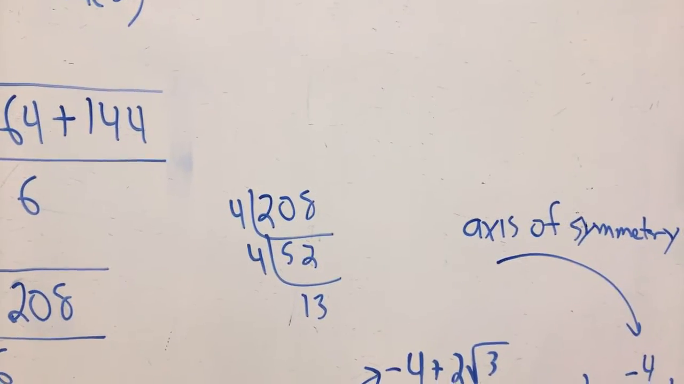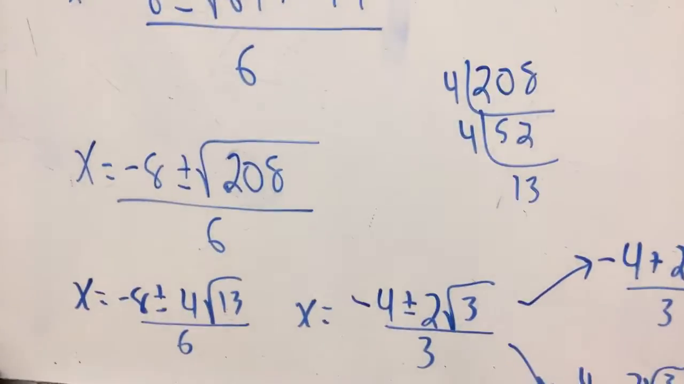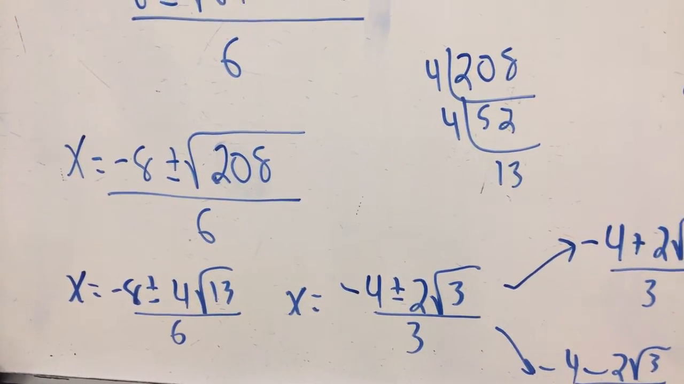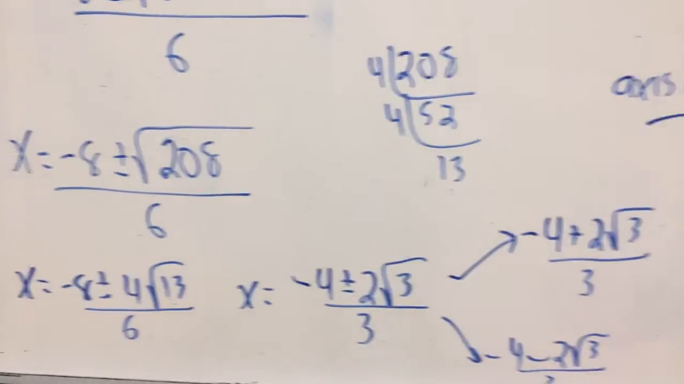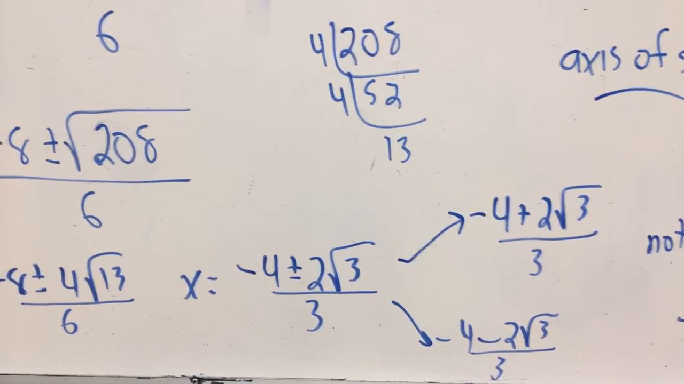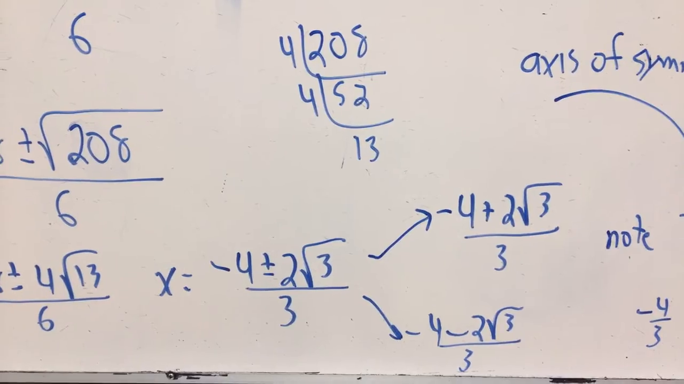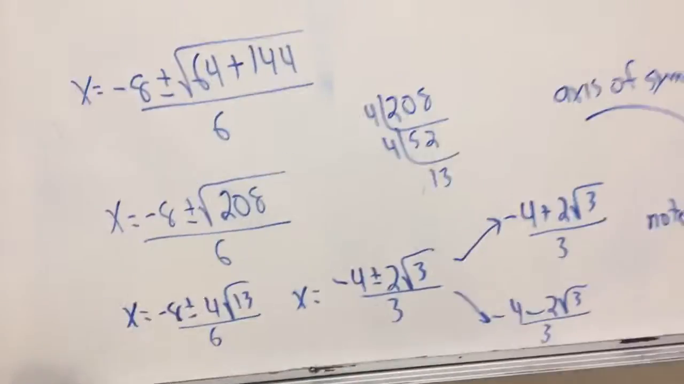Well, 16 is a gorgeous square. What is the square root of 16? 4. So take the 4 out. So now you got negative 8 plus or minus 4 square roots of 13 over 6. Reduce it. And I get negative 4 because everybody has a 2, plus or minus 2 square roots of 13. That's supposed to be a 13. That's supposed to be a 13.